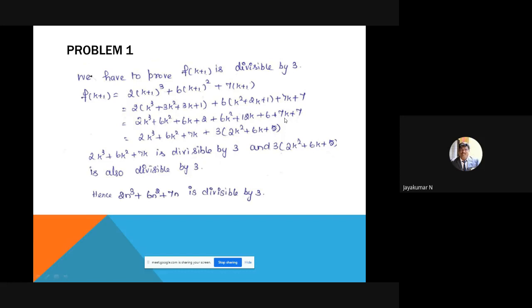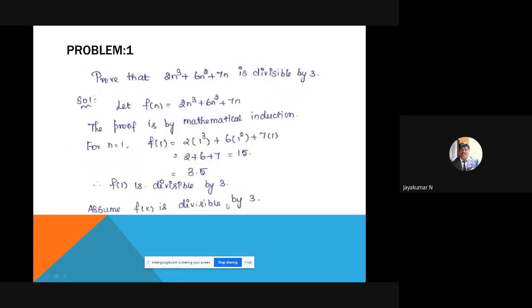After this, what do I have to do? So this is first step, this is second step, this is third step. Up to the third step, no problem. So the fourth step, you have to arrange like that. How do you arrange the fourth term? Already we assumed f of k is divisible by 3. That means 2k cube plus 6k square plus 7k is divisible by 3. So you have to use this in f of k plus 1. Then only we can prove it.